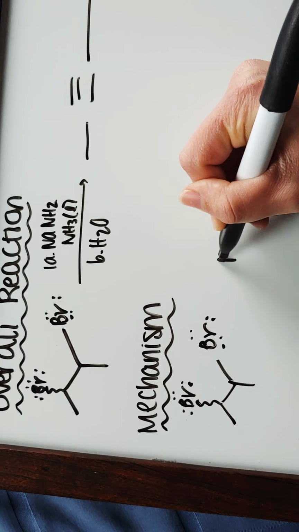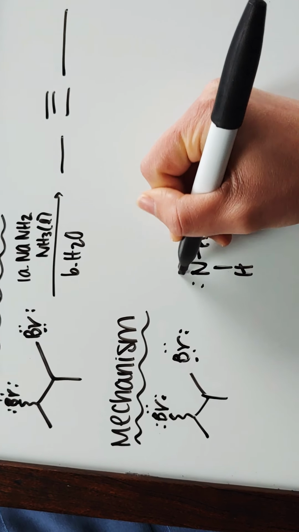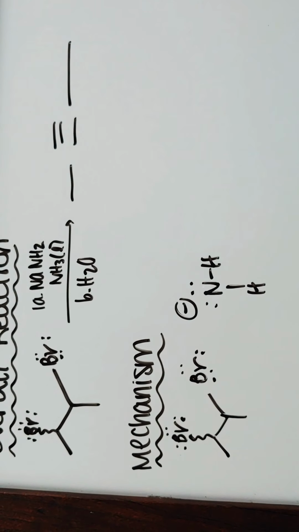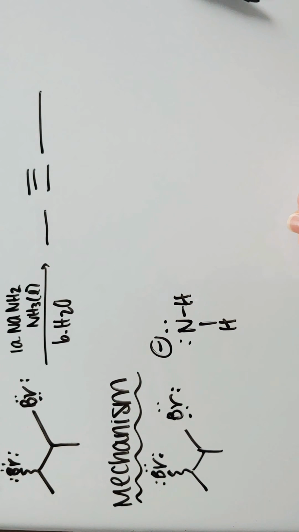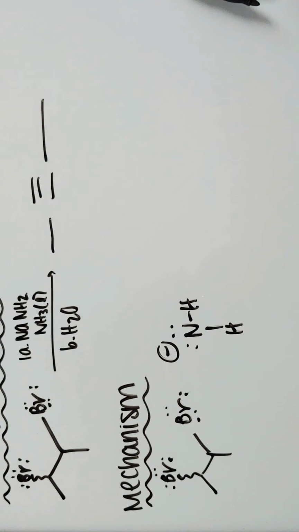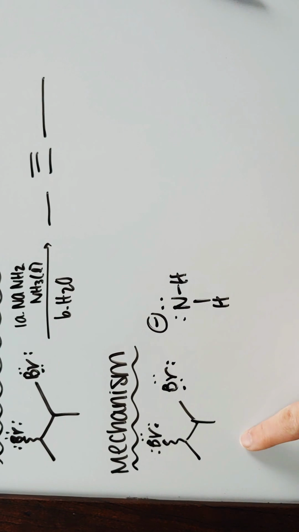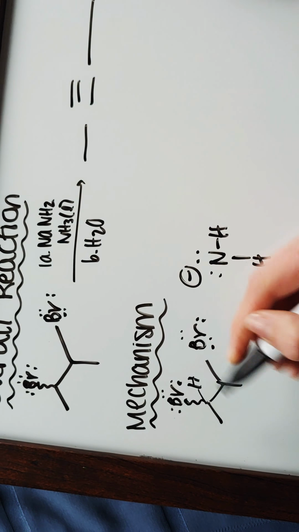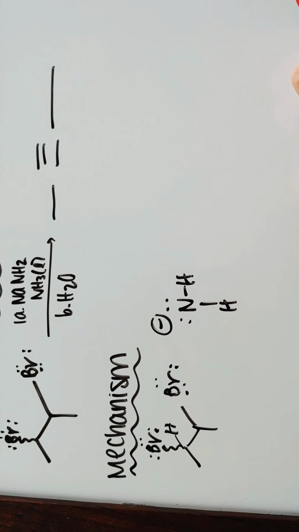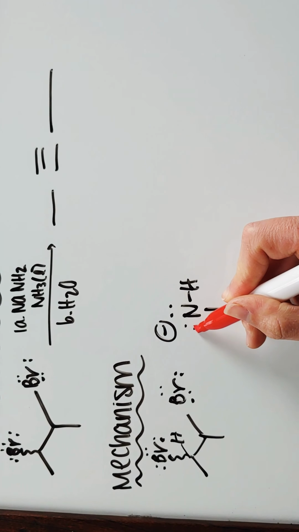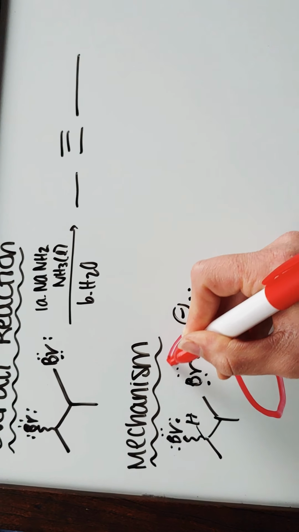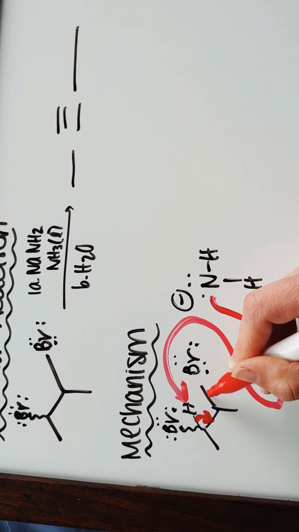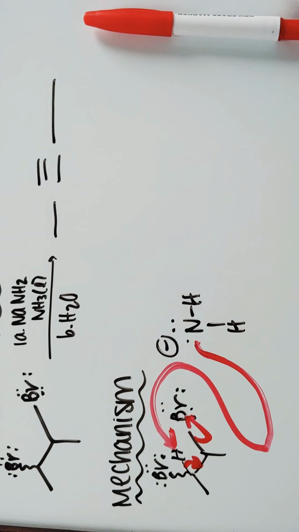We want to draw out our NH2, and don't forget that it has a negative charge on it. The nitrogen is actually going to attack the hydrogen that is attached to one of the bromines. Remember that it doesn't matter which bromine we pick. So I'm going to draw out our hydrogen right here. I'll pick that hydrogen for right now, and the nitrogen is going to attack the hydrogen. The hydrogen is going to come down like this, and then our leaving group is going to leave.